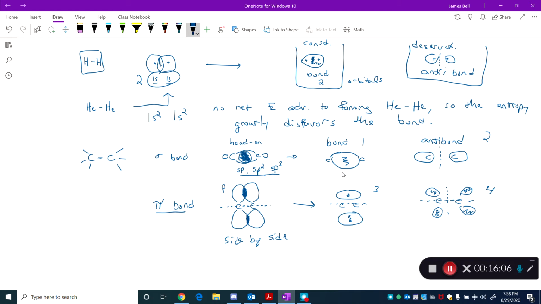So if we were to look just real quickly, we've got 1, 2, 3, 4 different orbitals that we could imagine for carbon-carbon bonding. If we were to look at the potential energy of those orbitals, is it correct to say that when I have a high potential energy, the bond is stable or unstable? Unstable. Good.